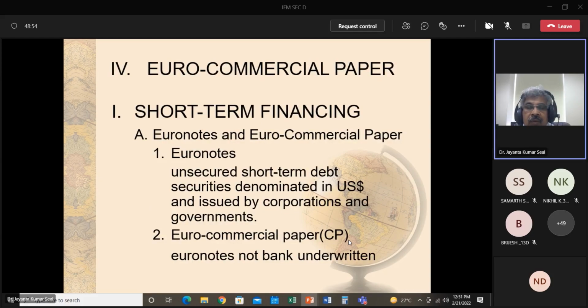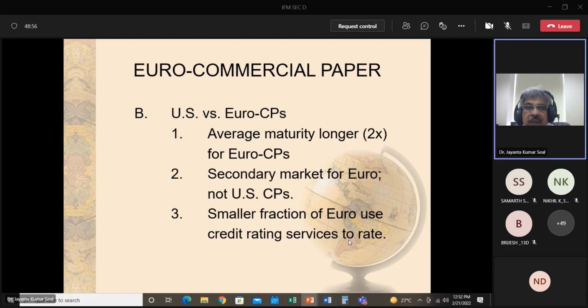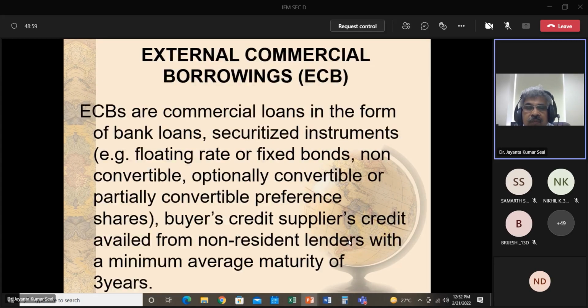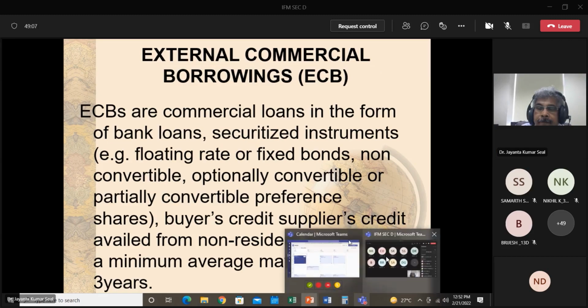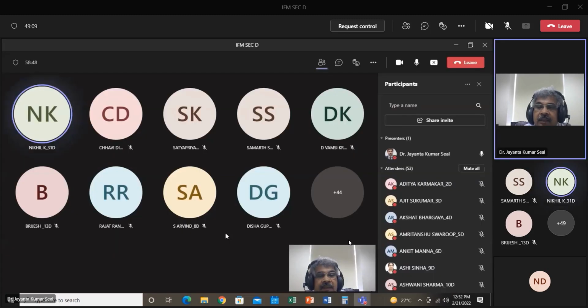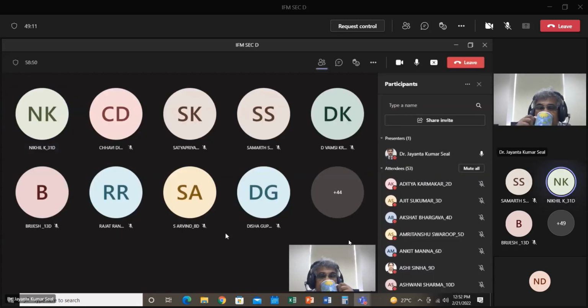Commercial paper, Euro commercial paper, these are all short-term financing. You can just go through. The most important one is external commercial borrowing. Have you heard about it? Heard about external commercial borrowing? No, sir. I heard the word, but I don't know the definition exactly.